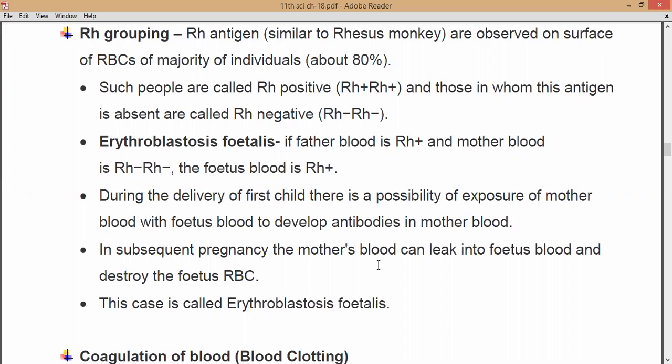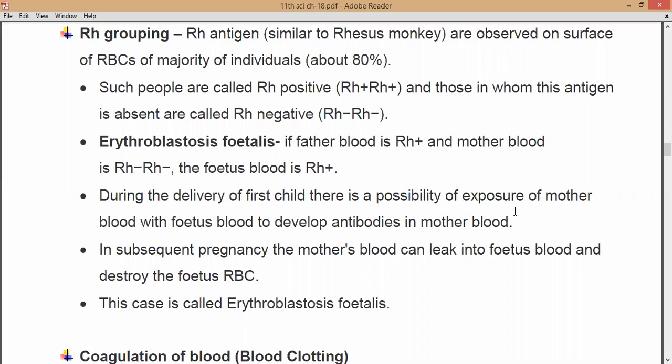So sometimes what happens is, the first pregnancy will be normal. But during the delivery of the first child, there is a possibility of exposure of the mother's blood to the fetus blood, developing antibodies in the mother's blood. So here what happens, the Rh positive is going to be a foreign thing for the mother, right? That is, it is not the mother's own body, right?